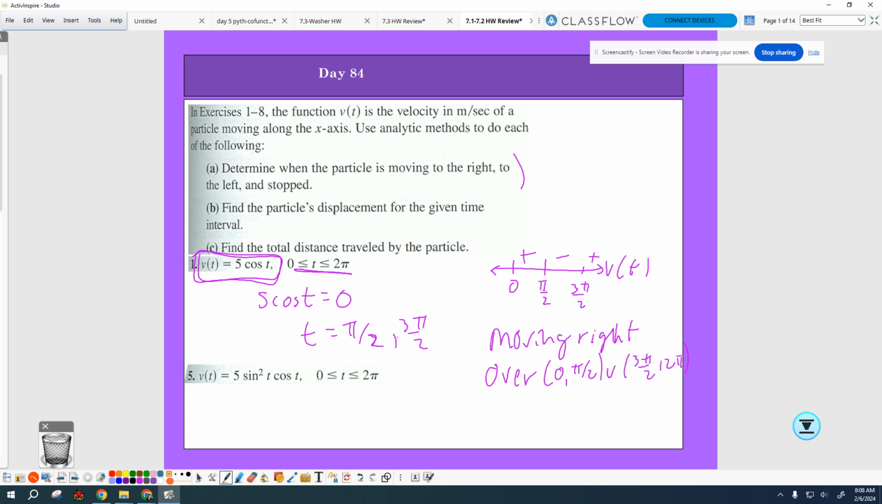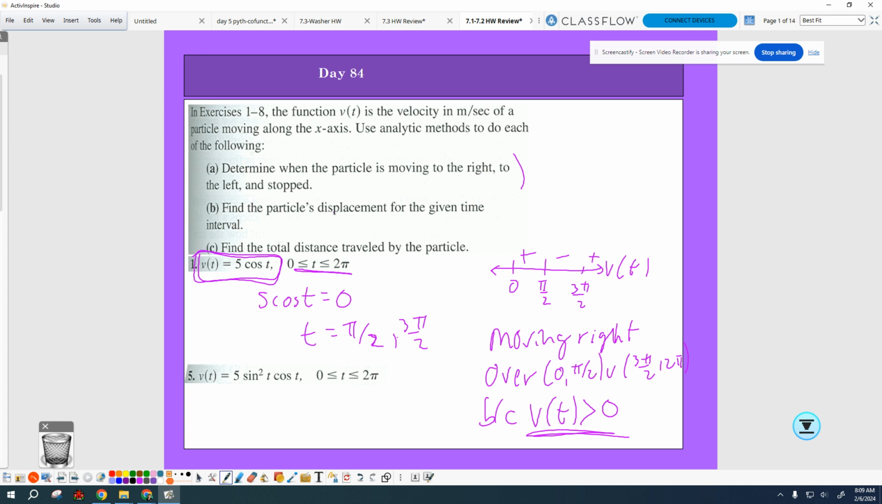And reasoning. You can be as terse as that, but don't tell me it. Because v of t is greater than 0. That's as succinct as you can say velocity is positive. When is it moving left? The particle is moving left from pi over 2 to 3 pi over 2 because velocity is negative.